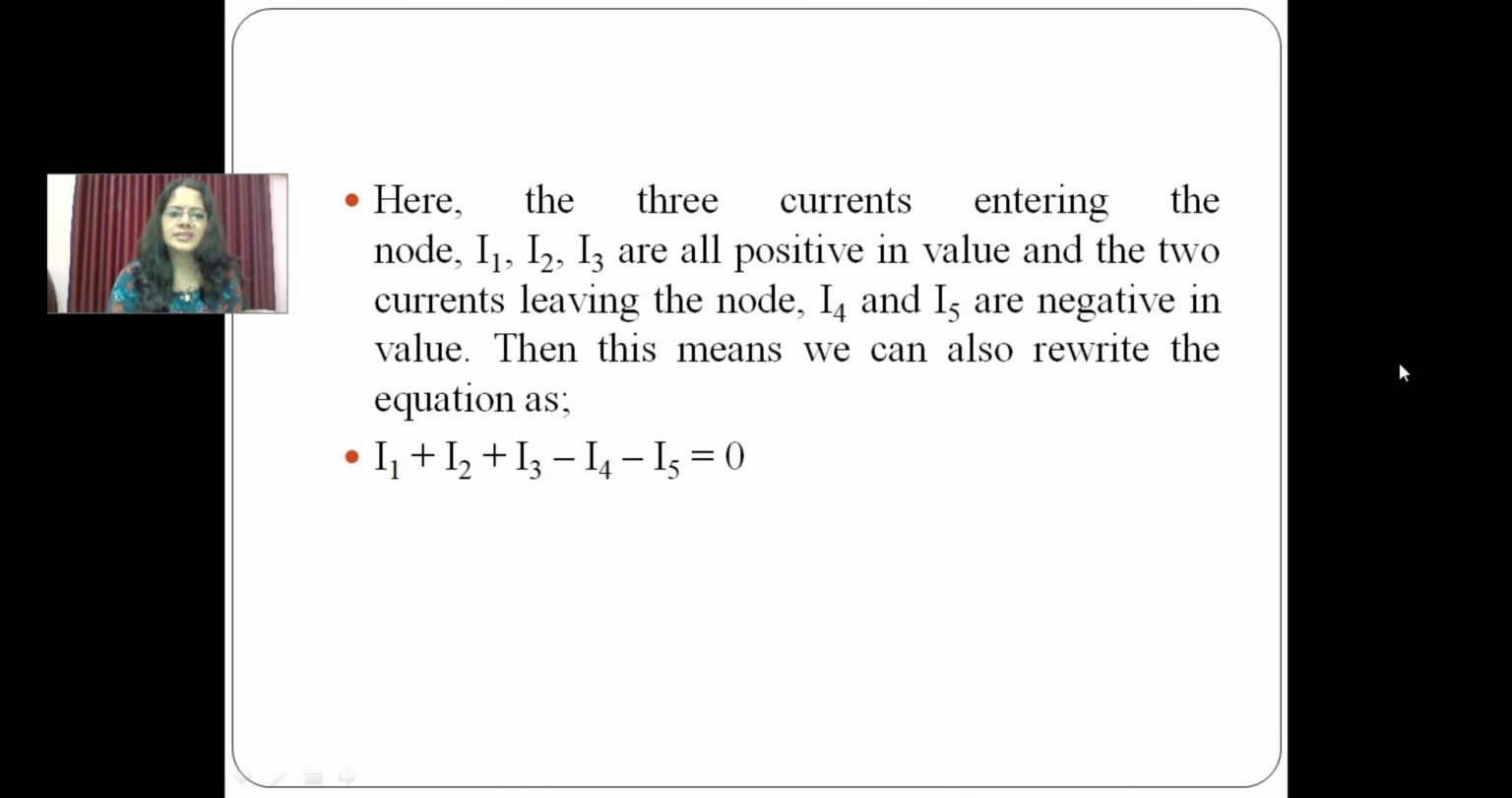Here the three currents entering the node, I1, I2, I3, are all positive in value, and the two currents leaving the node, I4 and I5, are negative in value. Then this means we can also rewrite this equation as: I1 plus I2 plus I3 minus I4 minus I5 should be equal to 0, as we discussed earlier.